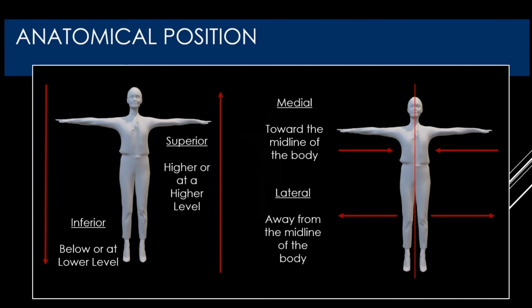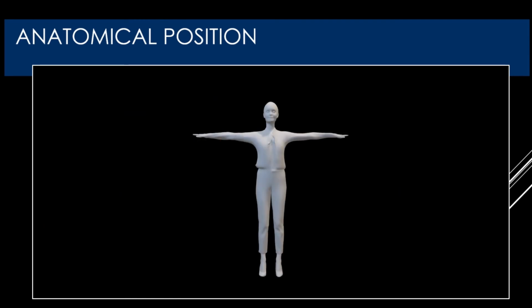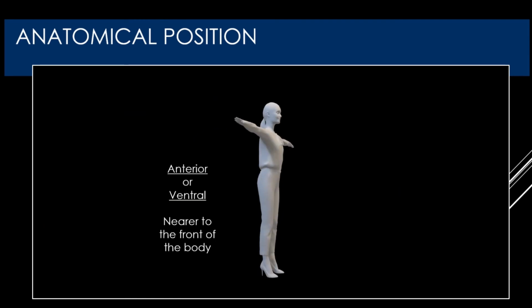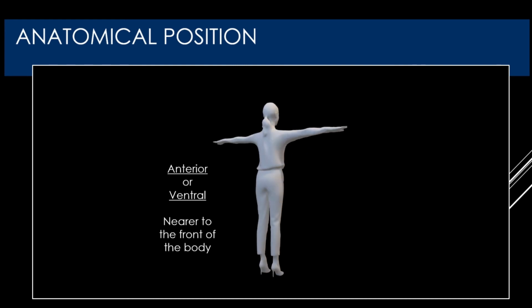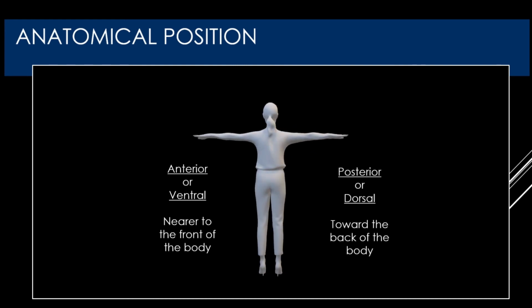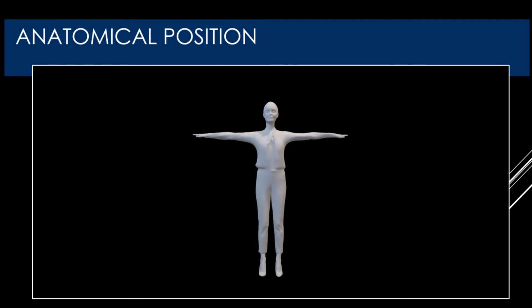Let's define some of the terms that you'll see relating to position. Anterior, also called ventral, means the front of the body, and posterior, also called dorsal, means the back of the body. As a coder, you may see providers order a PA chest X-ray. This stands for postero-anterior. In a PA chest X-ray, the X-ray source is positioned so that the X-ray enters through the posterior, or the back part of the chest, and exits out of the anterior, or front part of the chest.